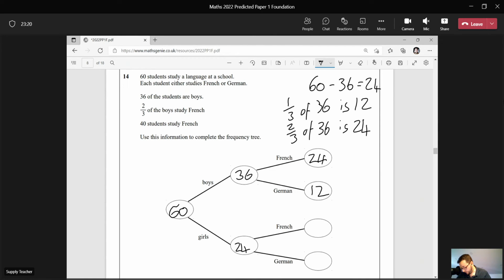And then it says 40 students study French. So again, 40 minus the boys, which is 24, leaves 16 girls studying French. So 16 girls study French, and then you can do the same. We've got 24 girls, so 24 minus 16 gives you 8 girls who study German. And that's the frequency tree completed.